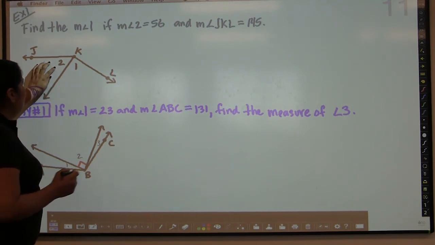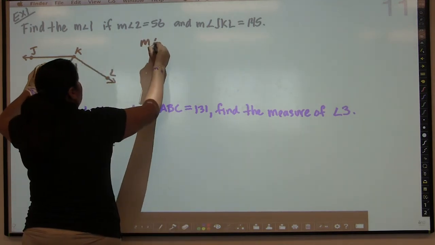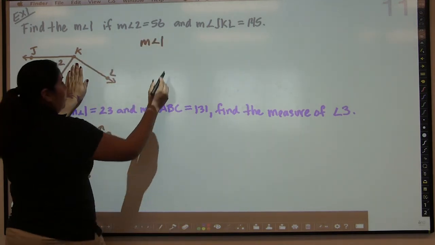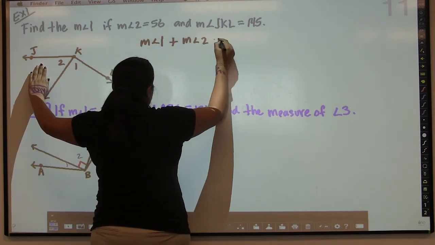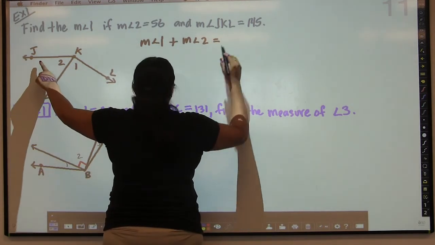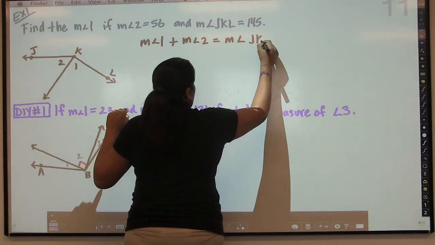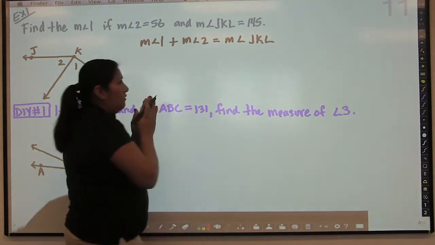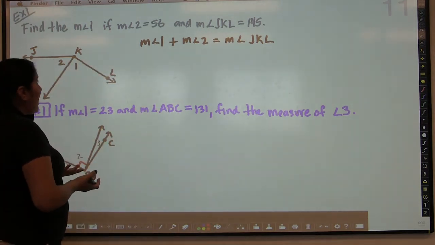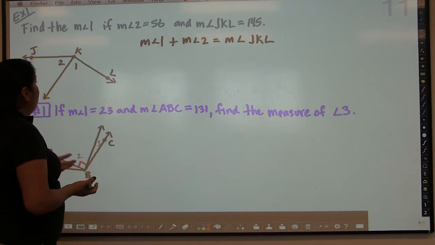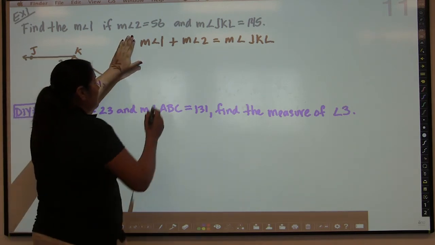So what we know is that if I take the measurement of angle 1, that would be this piece here, and add it to the second piece, the measurement of angle 2, it should equal the whole piece, which is the measurement of angle JKL. So the 2 parts added together equal the whole. Same idea as it was with segment addition. And now I can actually replace what I know from the given information. I know that angle 2 is 56, for example.